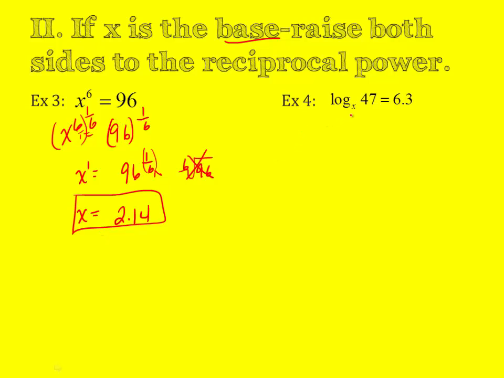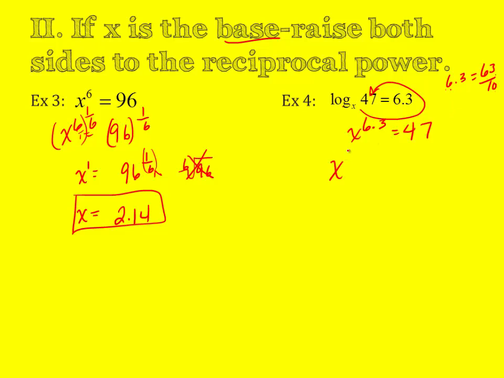All right, to number 4. Okay, if I swirl it, I get x to the 6.3 power equals 47. Now, let's think for a minute. This is not a fraction, it's a decimal, 6.3. If you write that as a fraction, you write that as 63 tenths. Remember, 6 and 3 tenths is 63 tenths. So I would just move the decimal over.